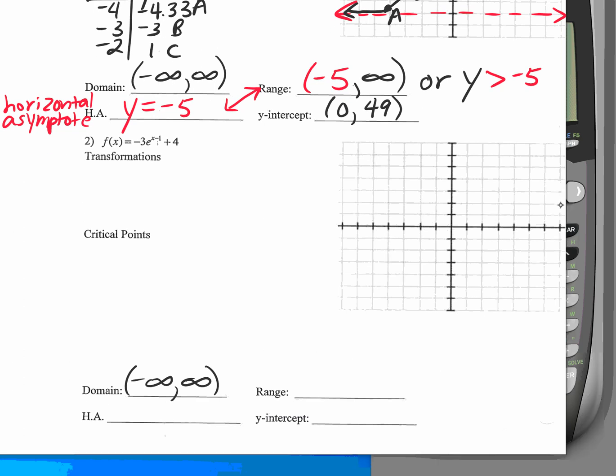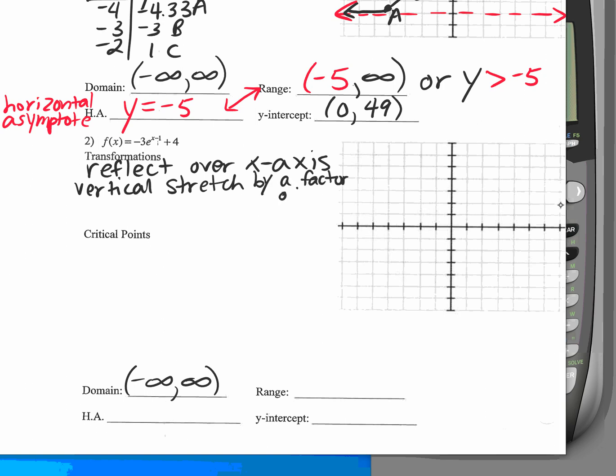So this one we have the negative is reflect over the x-axis. So we'll expect to see this one underneath the asymptote line. We have a vertical stretch by a factor of 3. And then we have our 2 translating. We have right 1 and up 4. So we'll expect to see our points kind of going in that direction and probably be in that first quadrant area. And we'll look for those in our calculator.